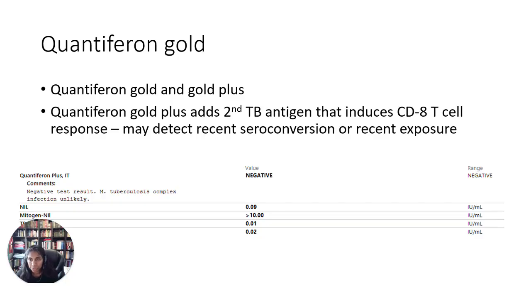This relies on the T cell response to antigens, with a control antigen and TB-specific antigens. Talking about the QuantiFERON Gold and Gold Plus, you can see the test here. There is a nil row, which basically makes sure that the T cells are not firing and releasing interferon gamma indiscriminately without a stimulus. Then there is the mitogen row, which is a stimulus to try to get the T cells to release interferon gamma.